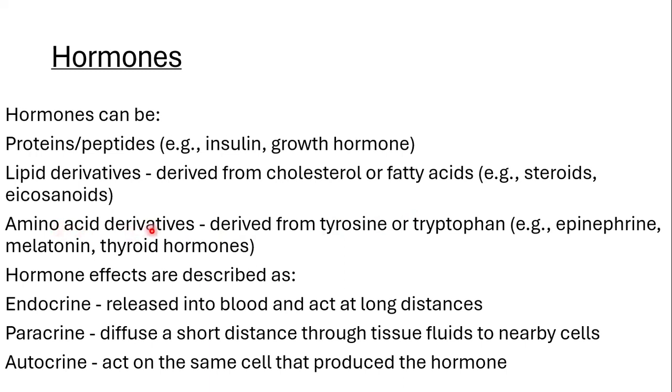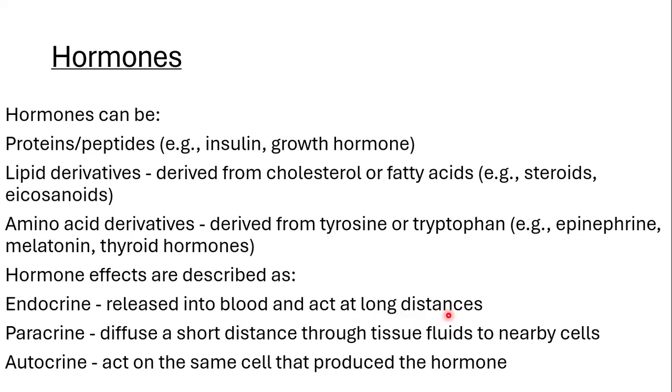Other hormones are amino acid derivatives. For example, epinephrine is a derivative of the amino acid tyrosine. Tyrosine also gives rise to the thyroid hormones, thyroxine and triiodothyronine. So those are derivatives from amino acids. Also, hormones can be grouped according to their site of action. The hormone effects can be described as follows. One, it can be endocrine. By saying endocrine, you mean that they are released into the blood system and act at long distances.